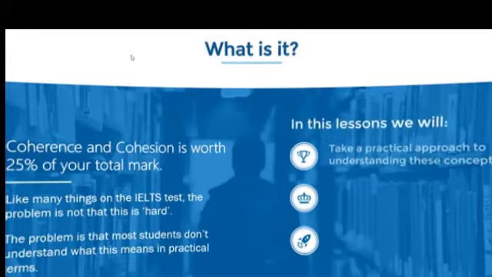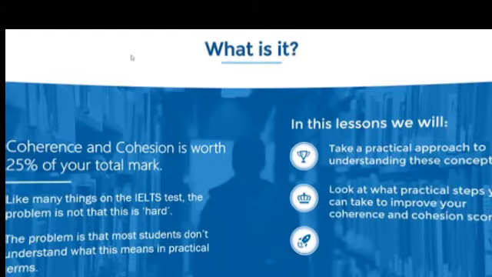So in this lesson, we're going to take a practical approach to understanding these concepts, because often what I see is students being taught it in a way of very high-level theory. So many teachers, not criticizing teachers in any way, but the way that it is taught is often talking on a theoretical basis. And a lot of students find this difficult to understand. So we're going to keep it really, really practical today. And we're going to look at what practical steps you can take to improve your coherence and cohesion score. And we're going to apply what we learned to real examples.